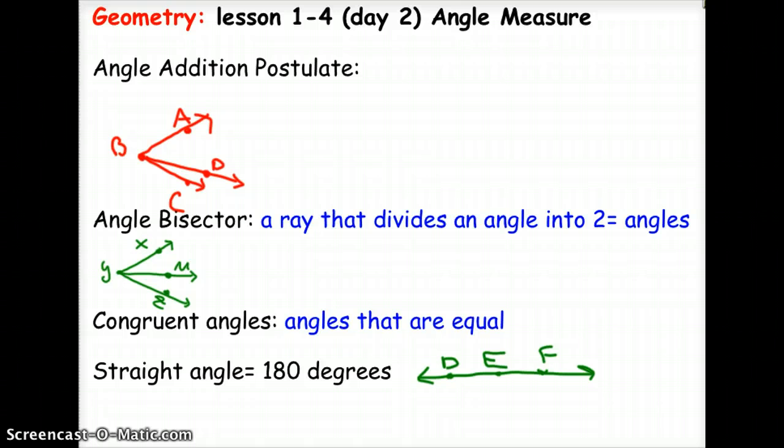Take a minute and draw angle ABC with ray BD being inside it. All right, angle addition postulate is adding two angles together to get the whole entire angle. So let's take a look here.